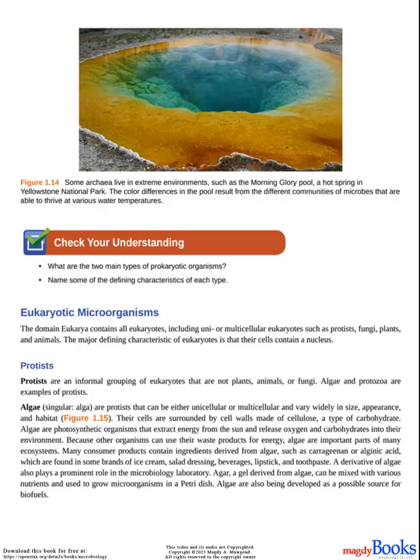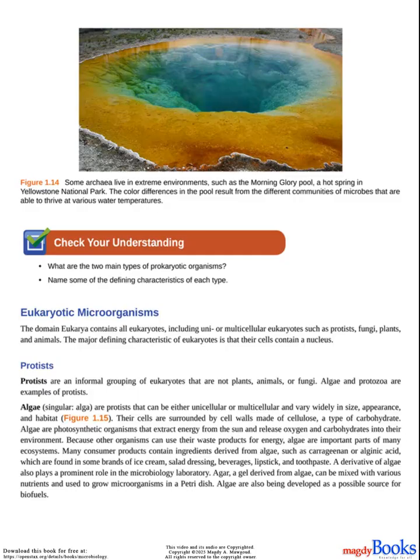Algae, singular alga, are protists that can be either unicellular or multicellular and vary widely in size, appearance, and habitat. Figure 1.15. Their cells are surrounded by cell walls made of cellulose, a type of carbohydrate. Algae are photosynthetic organisms that extract energy from the sun and release oxygen and carbohydrates into their environment. Because other organisms can use their waste products for energy, algae are important parts of many ecosystems.